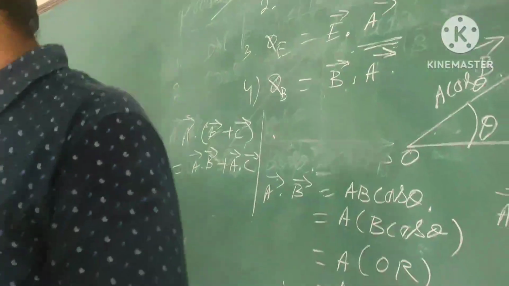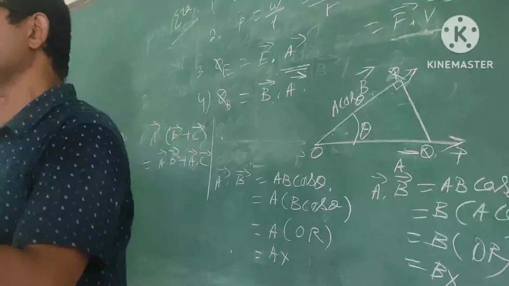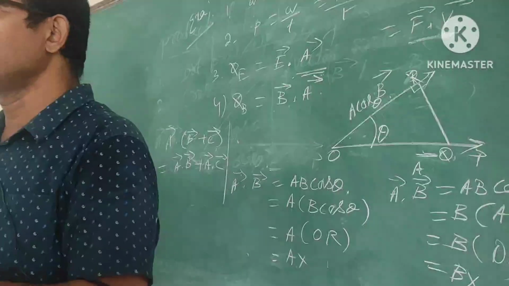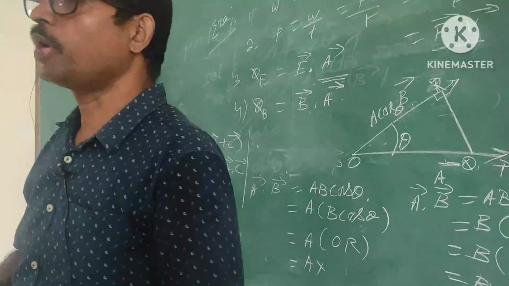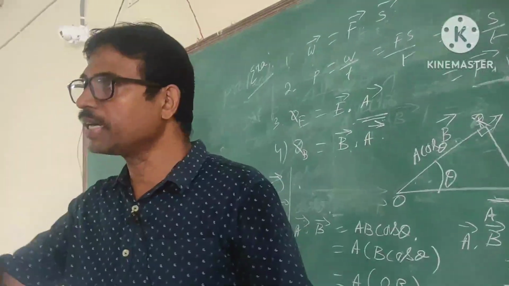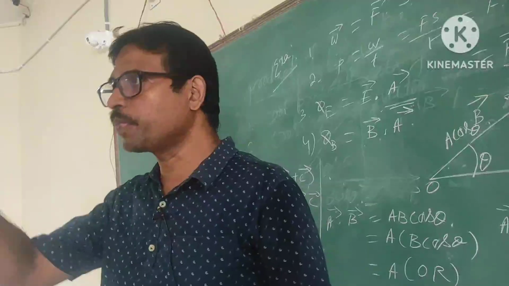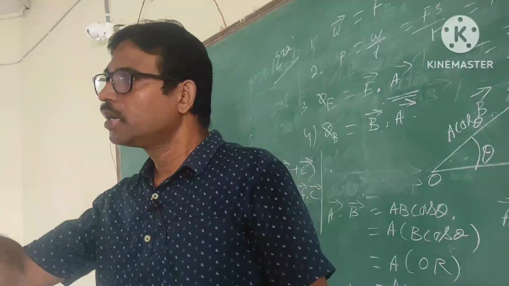Third one, you will get when two vectors are perpendicular. Suppose A is a vector, B is a vector, repeating the same process. Two vectors are perpendicular to each other, which means theta is 90 degrees. So AB cos 90 degrees, AB into 0, so 0. So the dot product of two vectors when they are perpendicular to each other is 0.